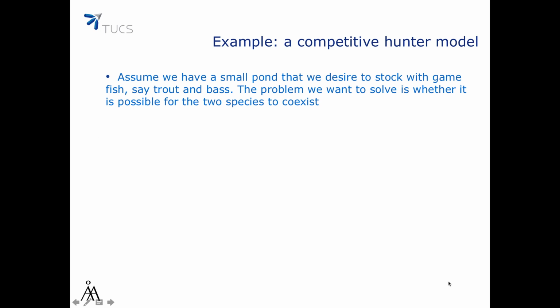Here is an example. Let's assume that we have a small pond that we desire to stock with game fish, let's say trout and bass. The problem we want to solve is whether it's possible for the two species to coexist. And here are the hypotheses of our model.